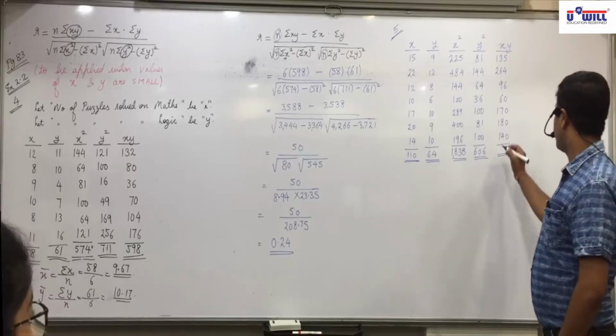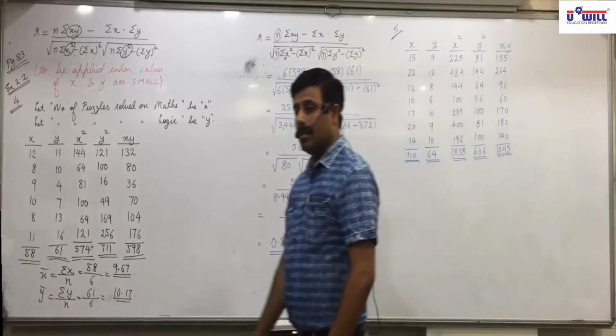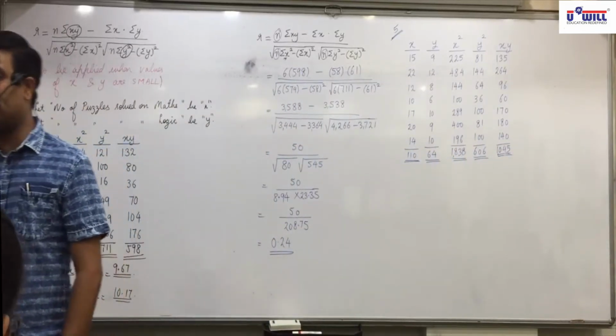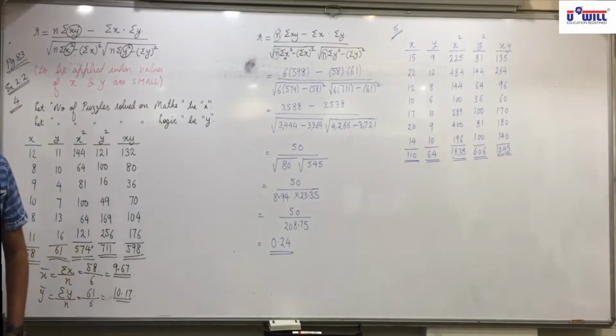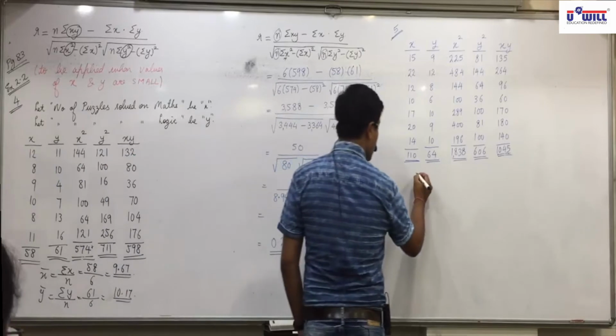$1,045? Yes. Okay, 1045 is the total. Did everyone understand it? For formality, we will find x bar and y bar.